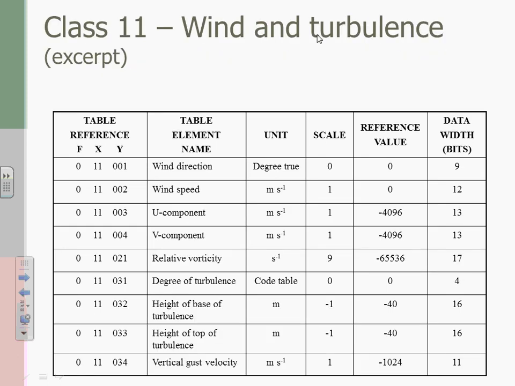This is another excerpt from class 11. Class 11 represents wind and turbulence. In class 11, we have these descriptors. This is an excerpt, so not all, but some examples are wind direction, wind speed, and so on. If you read 0 11 001 in section 3, you will expect wind direction in the corresponding location in section 4, the data section. That's how it works.